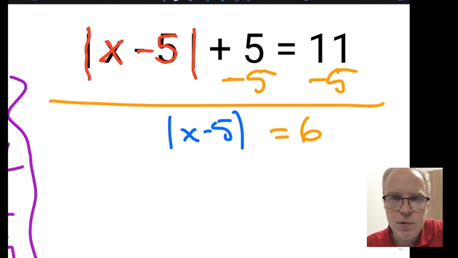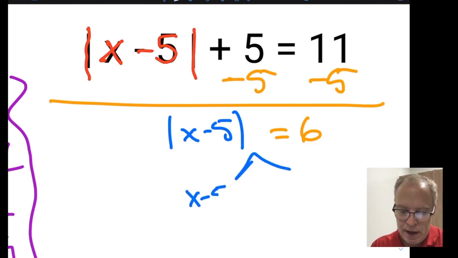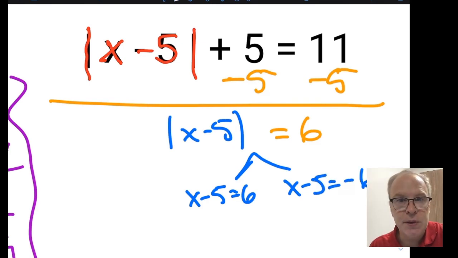Okay, from here it's super simple. All you do is branch it out. So once you get the 5 and the 11 together, which is not 16, by the way, right? We had a -5 on both sides, got 6. You just branch it out. X minus 5 equals 6. X minus 5 equals -6. See how easy that is?